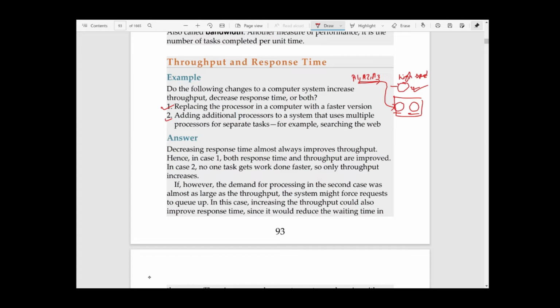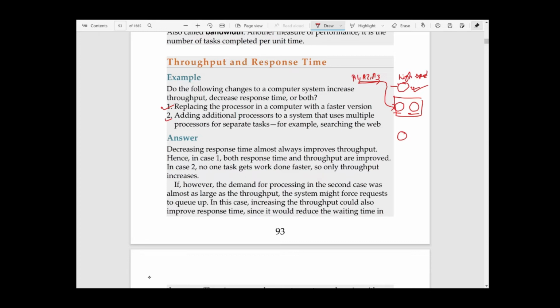How is bandwidth increasing? Previously, when there was only one core, only one application could be executed at a time. But in this case, since there are two cores, two applications can be executed at a time. So throughput is increasing in the second case. But there may be a situation where the second case also improves the execution time. And what is that case? That case is very important.